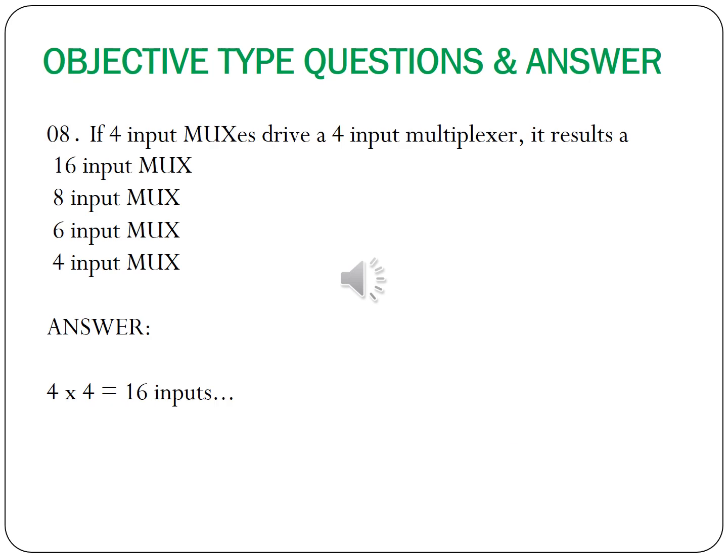If 4 input multiplexers drive a 4 input multiplexer, it results in a 16 input mux, 8 input mux, 6 input mux, or 4 input mux. So it's nothing but a 16 input mux, 4 into 4. So 4 input muxes drive a 4 input multiplexer. So it's a 16 input multiplexer. Option A is the correct answer.